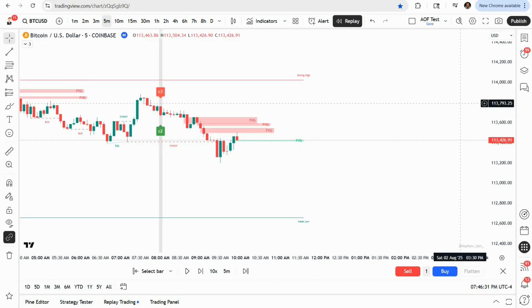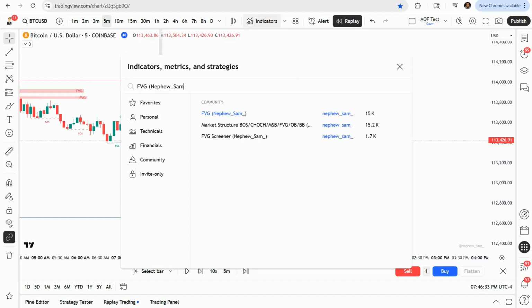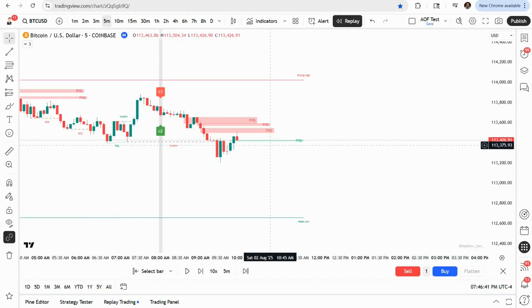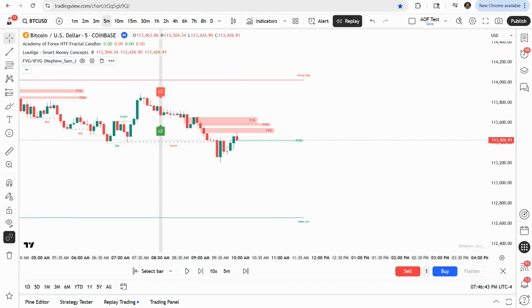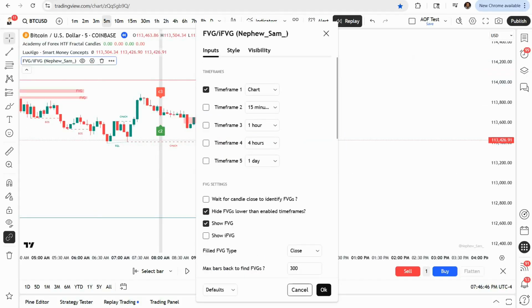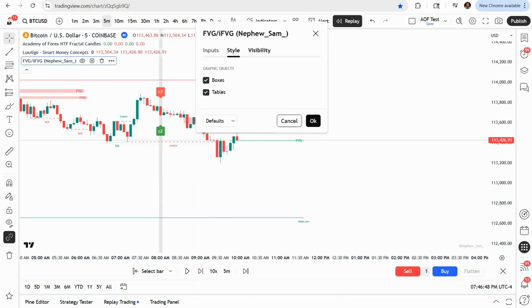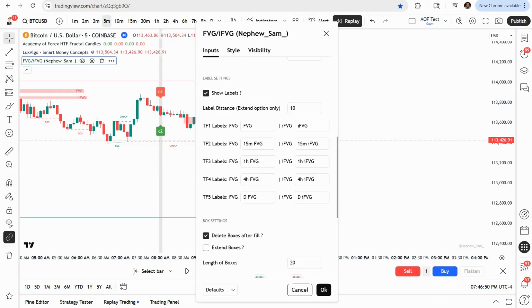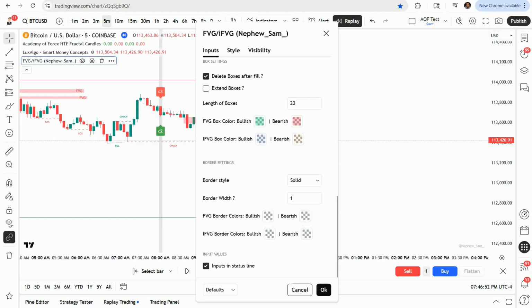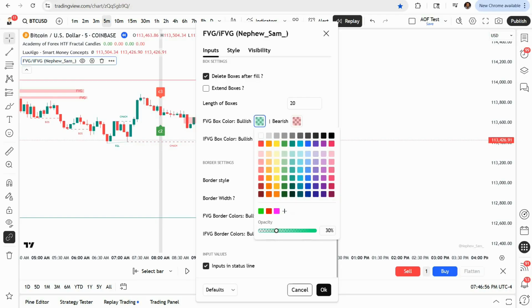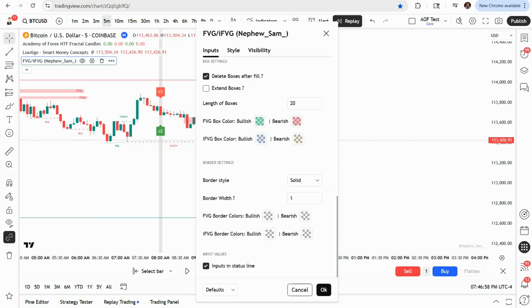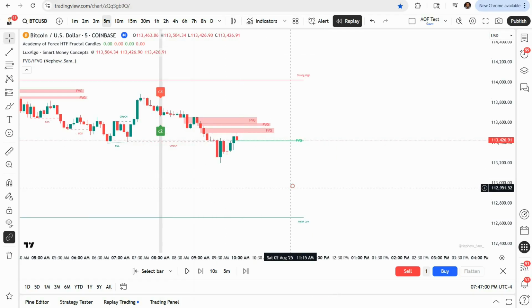The next indicator we will add to the screen is going to be the FVG indicator, the Fair Value Gap indicator. It's going to be this one right here. Go ahead and click on that one and add it to the screen. And on that one, we're going to jump into the settings, and really all I'm going to do is just go under the inputs, scroll down here until you get to the FVG box color, bullish and bearish, and I just bumped up the opacity to 30 to make the boxes just stand out a tad bit more.